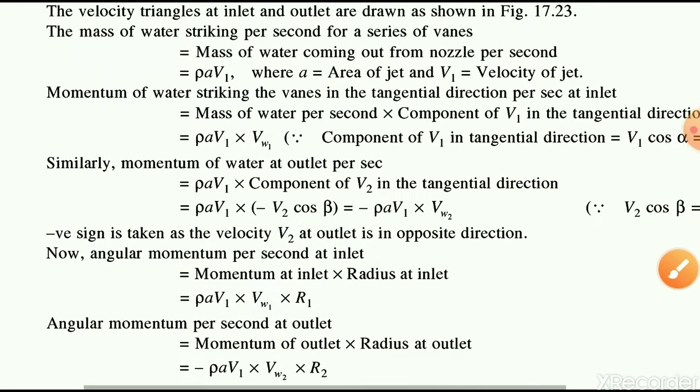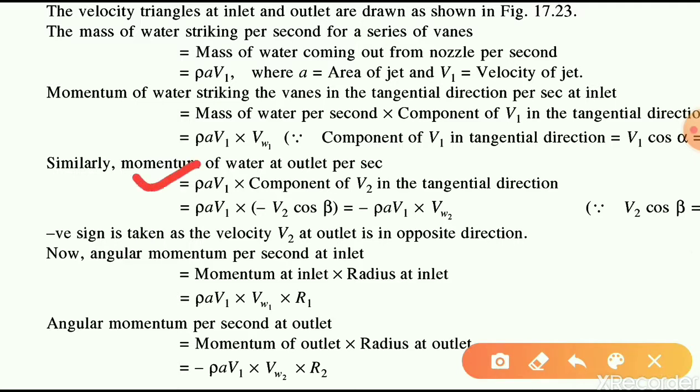Similarly for the outlet, the momentum of the water will be rho a v1 multiplied by the component of the outlet jet velocity v2 in the tangential direction, which is vw2. But in this case the direction of vw2 is opposite, hence we consider a negative sign. So the momentum at the outlet will be rho a v1 multiplied by minus vw2.